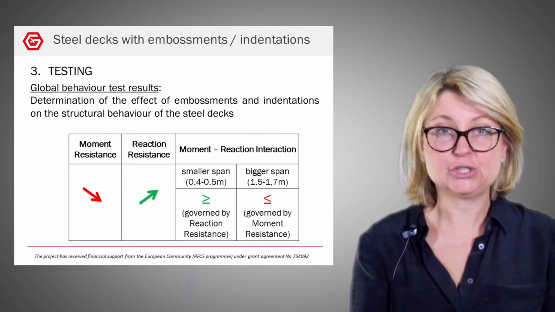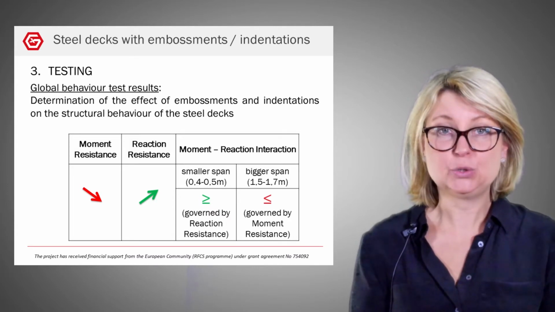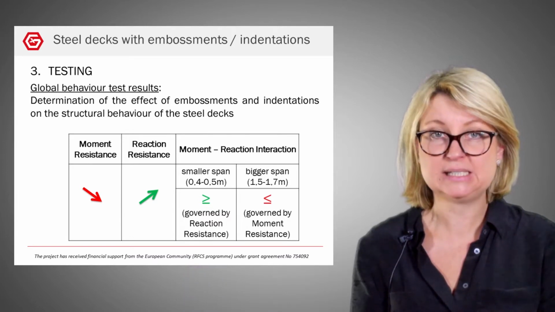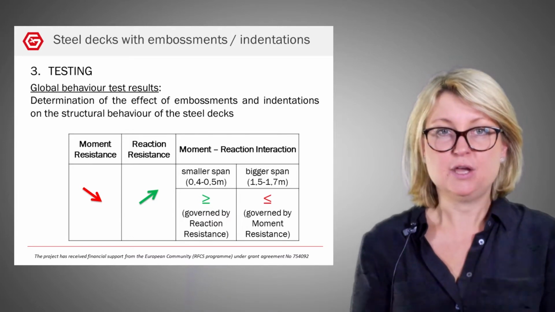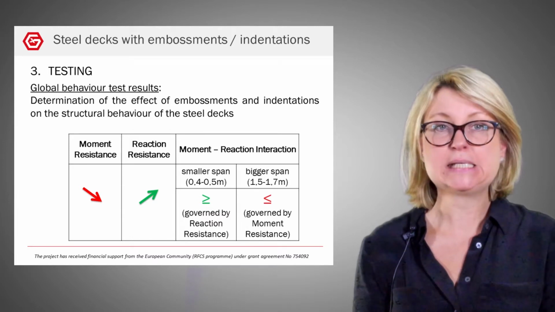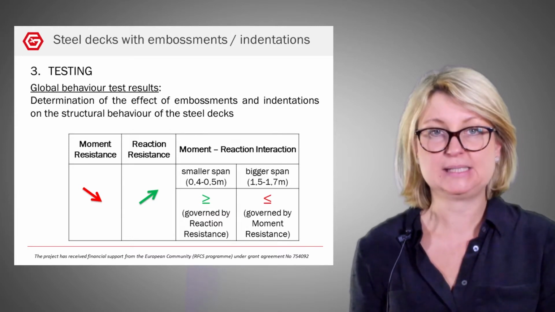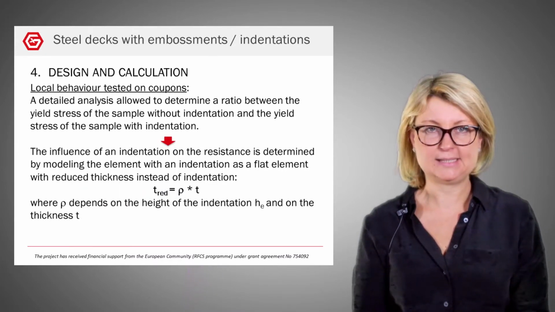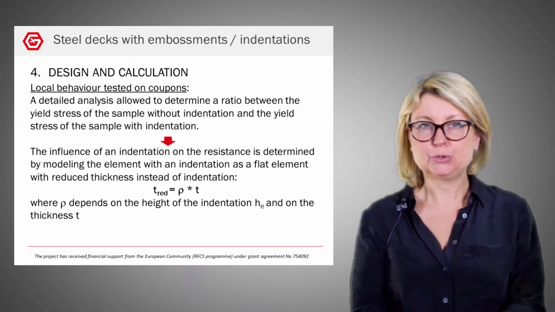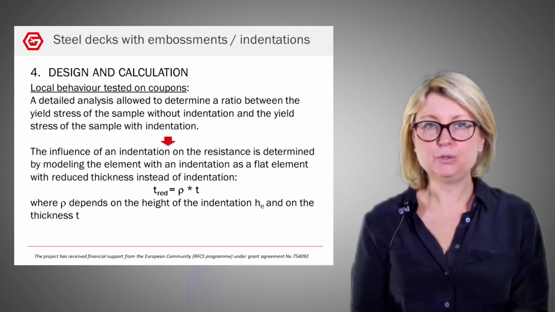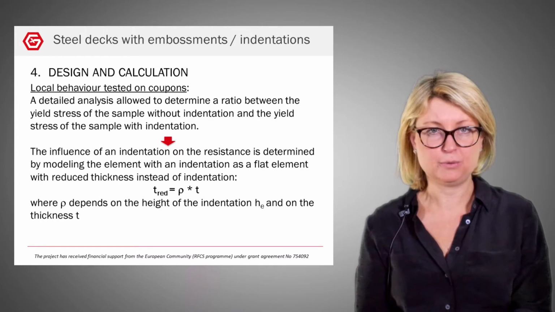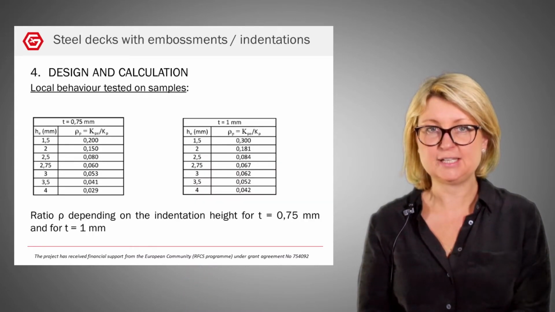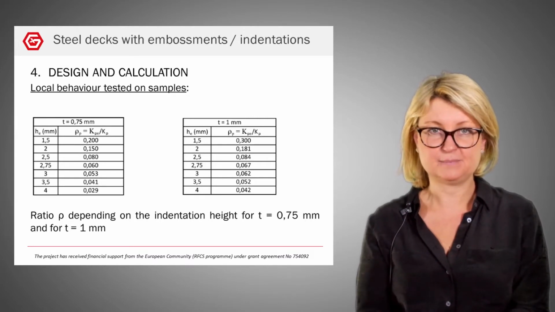The moment reaction interaction was increased for smaller spans, as it is governed by reaction resistance, and decreased for bigger spans, as it is governed by moment resistance. A detailed analysis of the local testing has led to a reduced thickness equal to thickness multiplied by a ratio ρ, depending on the height of indentations and on the thickness.